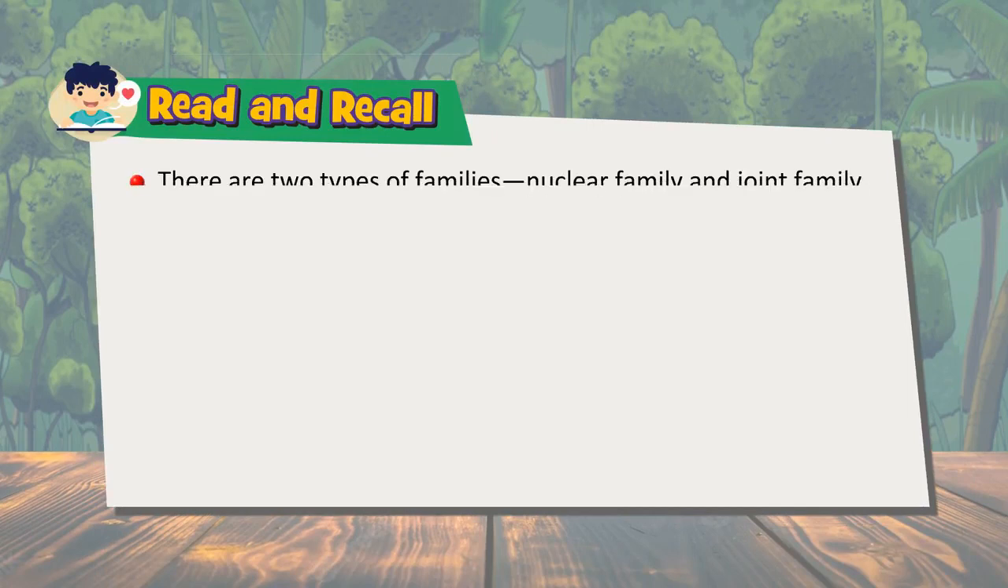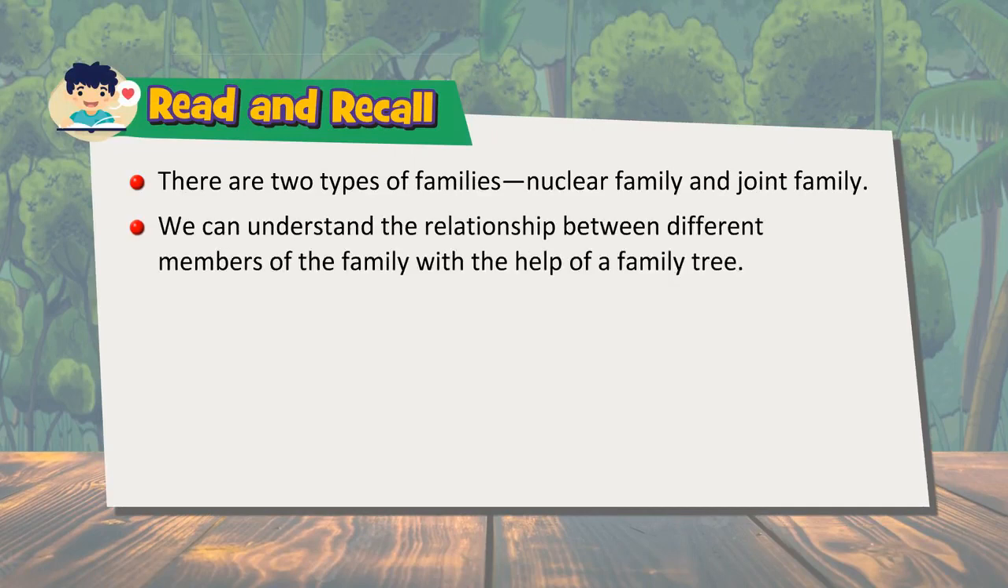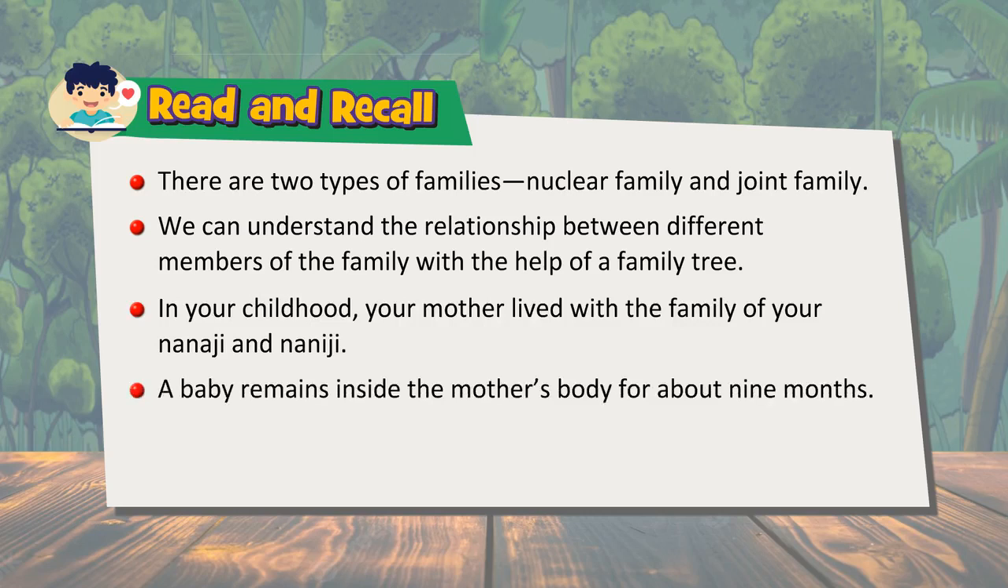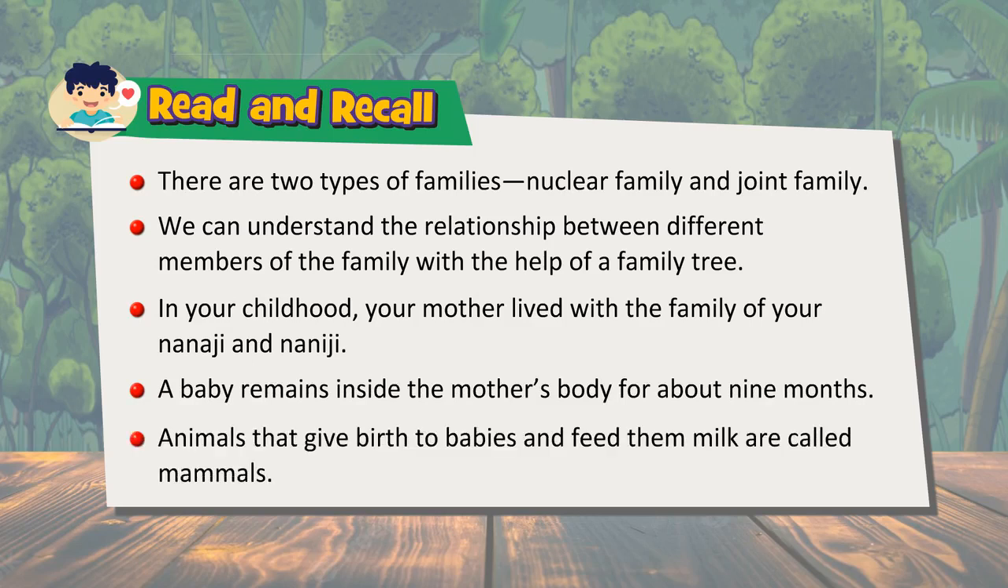Read and recall. There are two types of families, nuclear family and joint family. We can understand the relationship between different members of the family with the help of a family tree. In your childhood, your mother lived with the family of your grandfather and grandmother. A baby remains inside the mother's body for about 9 months.